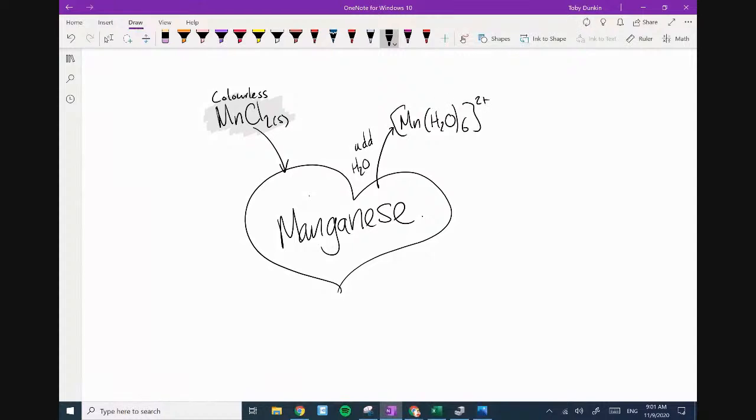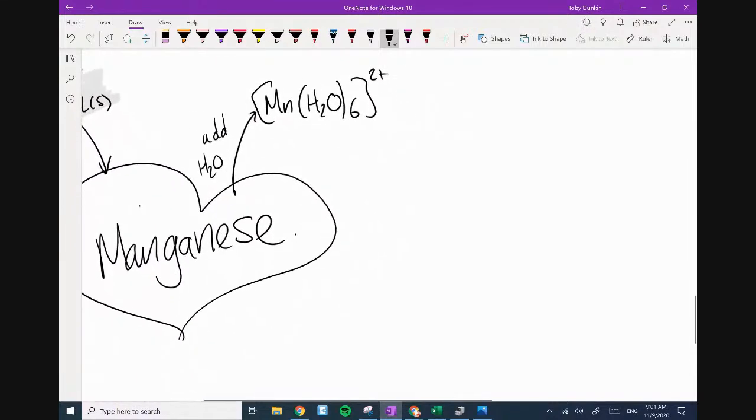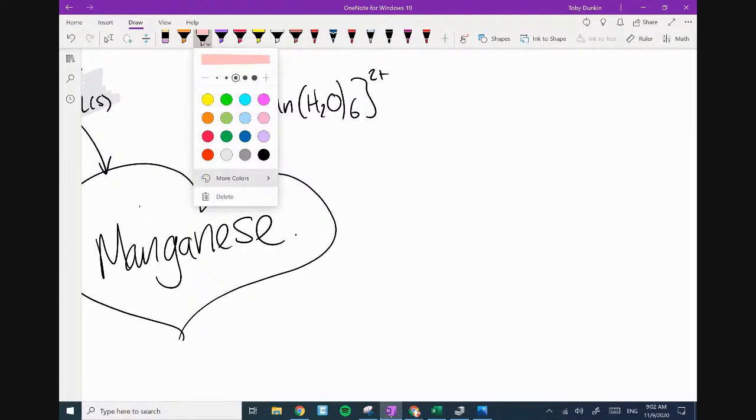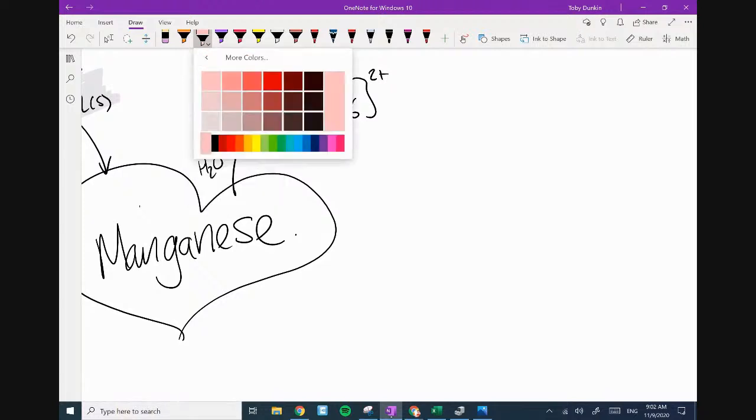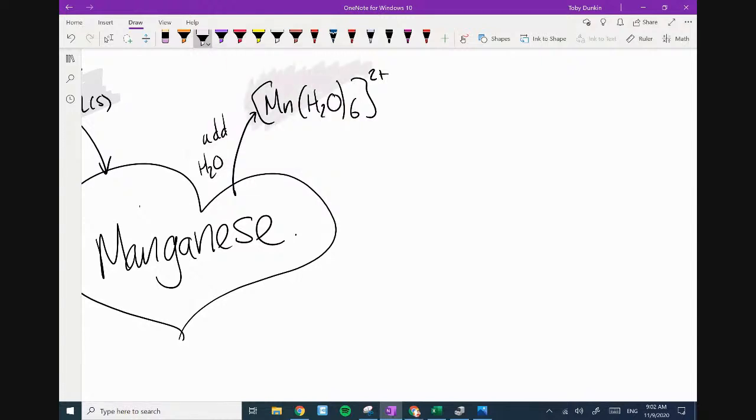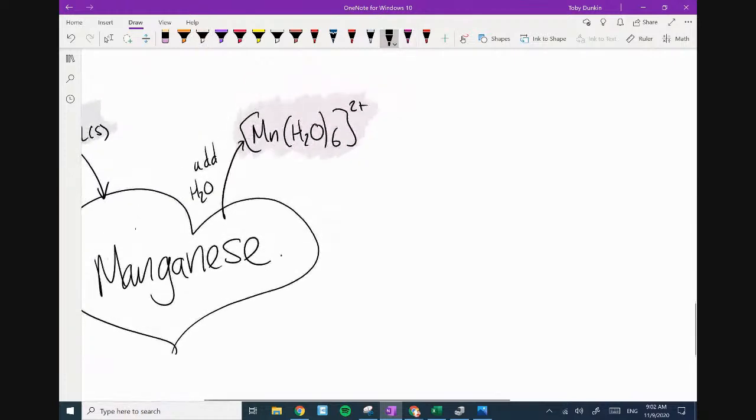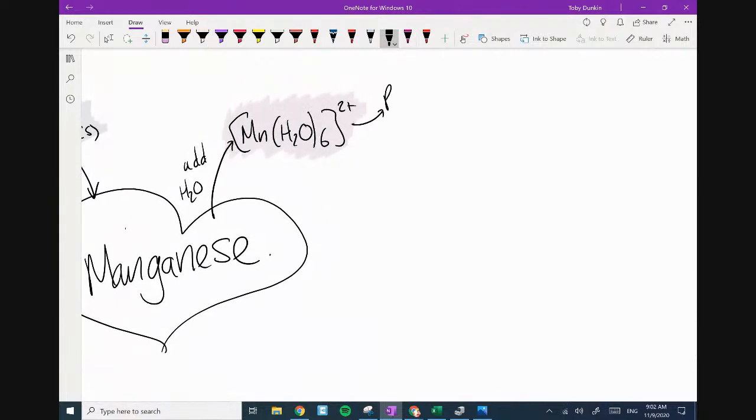Now this one's an awkward one. The reason being is it is pale pink, so pale pink that it's basically colorless. That's the color it is. And they allow both. I actually prefer you to learn colorless. It's a pale pink color, but in reality, observationally, it's colorless.